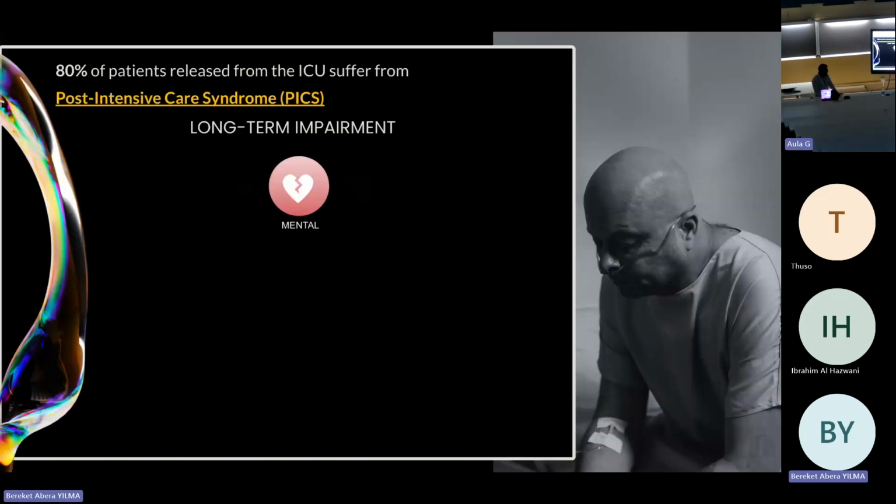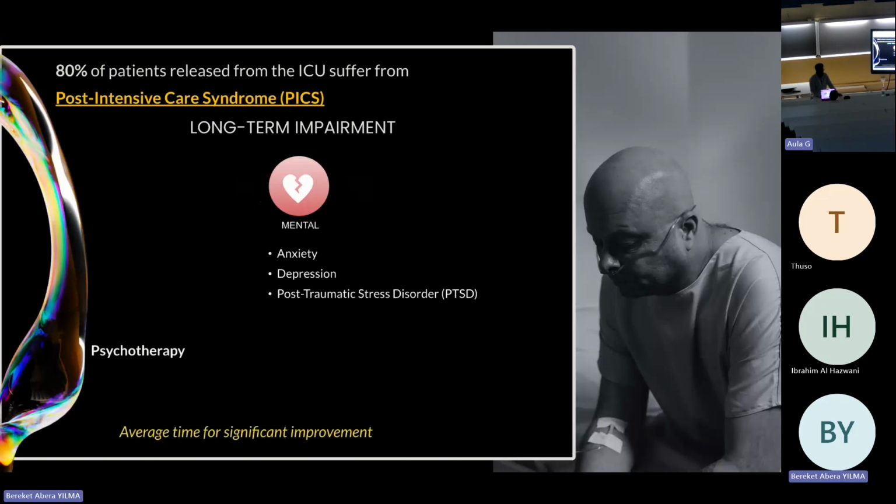And research shows that almost 80% of patients that are released from an intensive care unit suffer from this condition called PICS, or post-intensive care syndrome, which affects their mental condition significantly, but also has some physical and cognitive impairments. And this is characterized by anxiety, depression, post-traumatic syndrome, which could be treated by psychotherapy, but it takes almost 1 to 2 years not to recover, but to start seeing significant improvements.